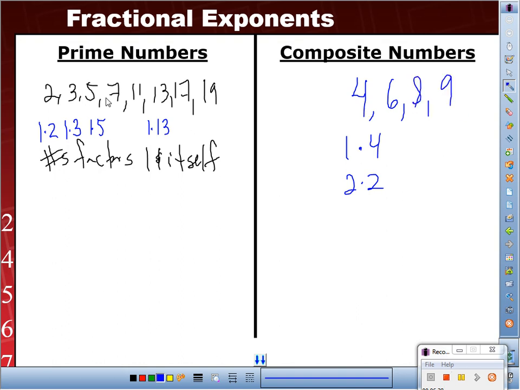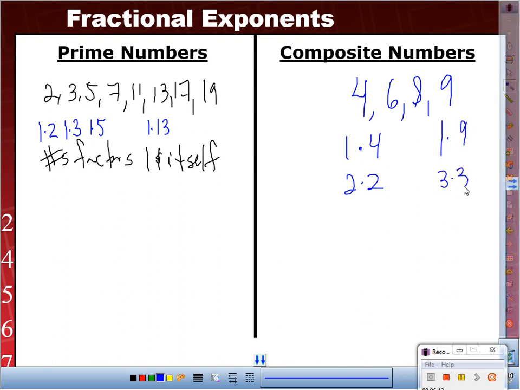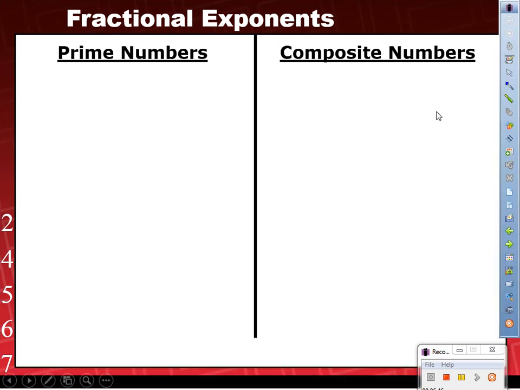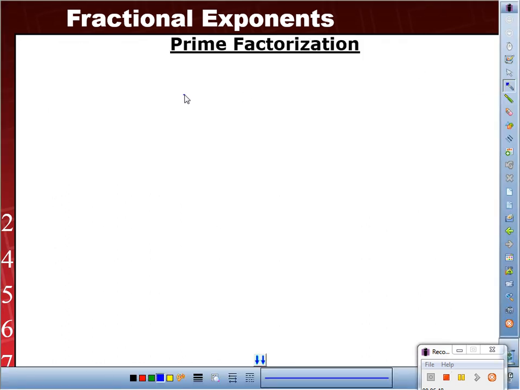You're like, 9? Yes, 9. 1 times 9 and 3 times 3. That's why it's a composite. Remember that? All right.